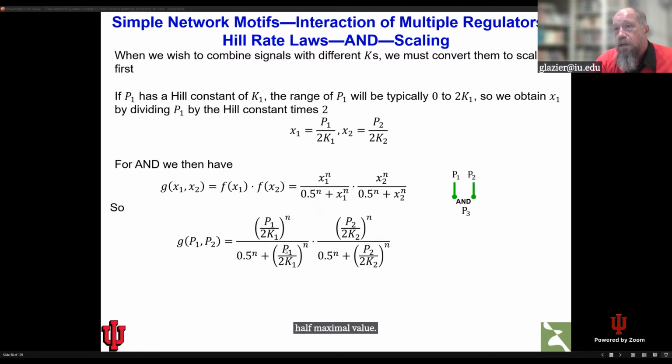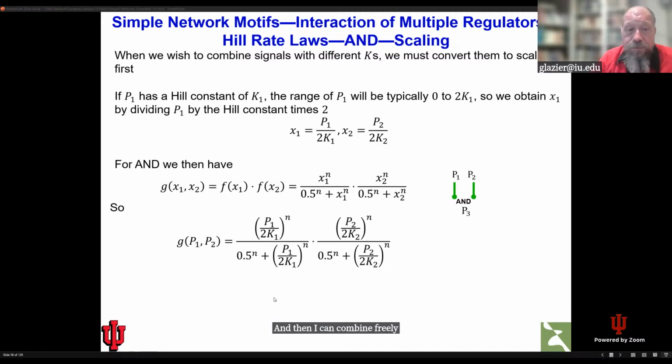And so I always want to scale all of my concentrations by their half maximal value. And so I'd rewrite my function in the form P1 divided by 2K1, P2 divided by 2K2, and so on. If I always normalize P1 by K1, P2 by K2, P3 by K3, and so on, and if I pick 2 times that K and use 1/2 here, then everything is scaled. All the rescaled values are between 0 and 1. And then I can combine freely.